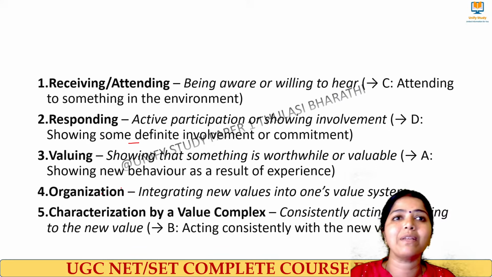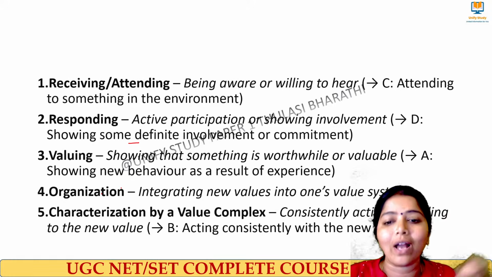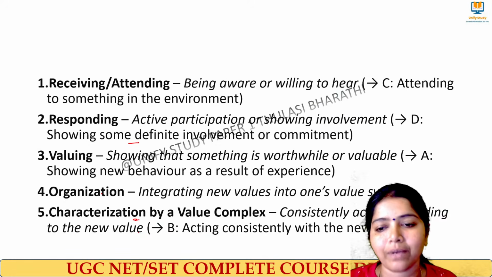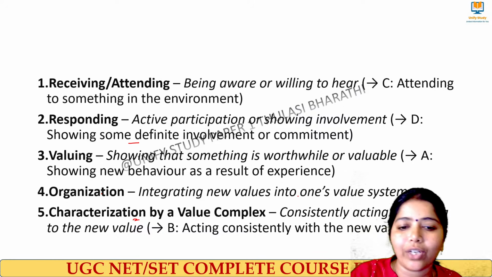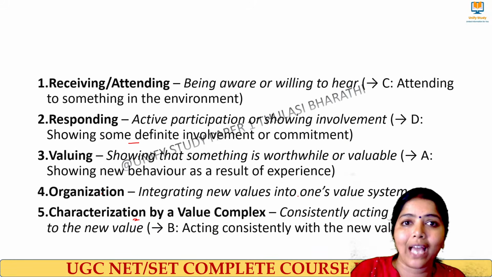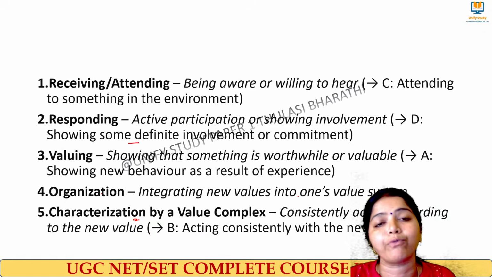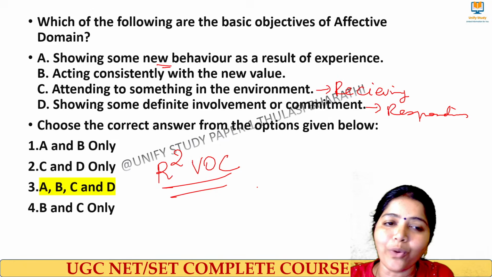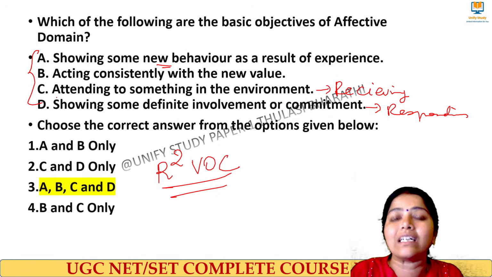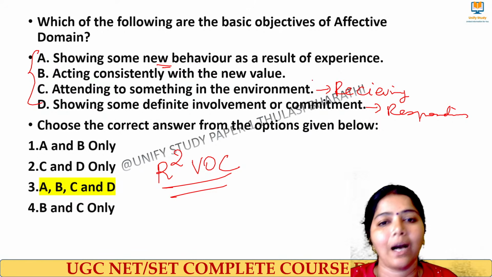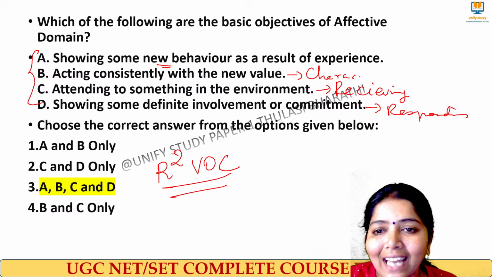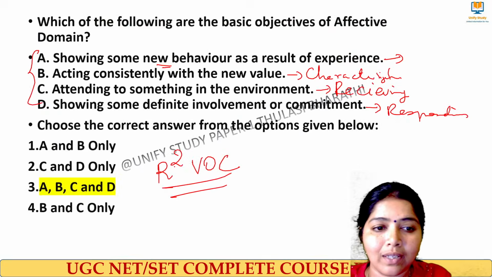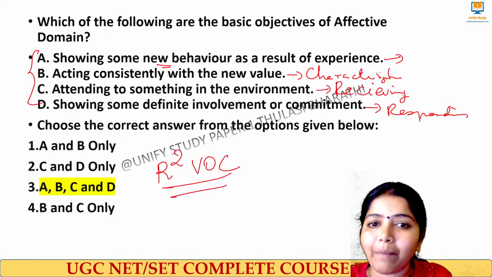organization. Organization means I have to integrate whatever new values I have learned into one system. That is organizing everything. Then characterization means consistently acting according to a new value. Here I have to characterize by value. Whatever I have learned, I have to characterize into a new concept. So consistently acting according to a new value. So here all the four terms are connected to the basic objective. This was talked about by characterization, and as a result of new behavior, this talks about valuing. Am I clear?